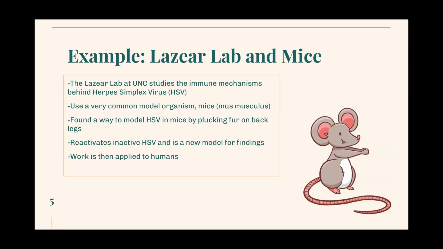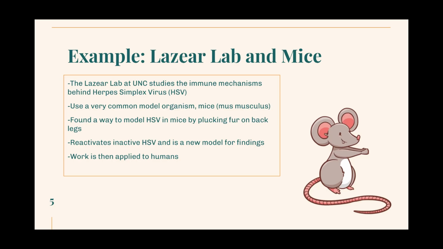So, just to illustrate really quickly how model organisms are applicable all across our lives, I'm going to be looking at a very local example, which is the Lazear lab at UNC and how they use mice in their experiments. What this lab does is they study the immune reactions and the mechanisms of how your immune system fights herpes simplex virus, also known as HSV, or just more simply herpes. They use a very common model organism, which is mice, which scientifically we refer to as Mus musculus. And they found a very important way to model herpes in mice by simply plucking the fur on the back legs of the mice.